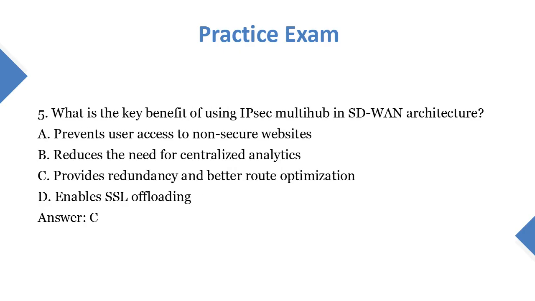5. What is the key benefit of using IPsec multihub in SD-WAN architecture? A. Prevents user access to non-secure websites. B. Reduces the need for centralized analytics. C. Provides redundancy and better route optimization. D. Enables SSL offloading. Answer: C.